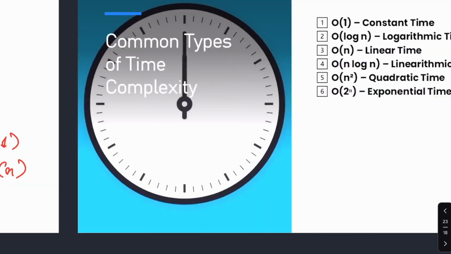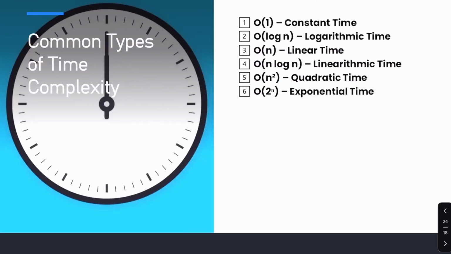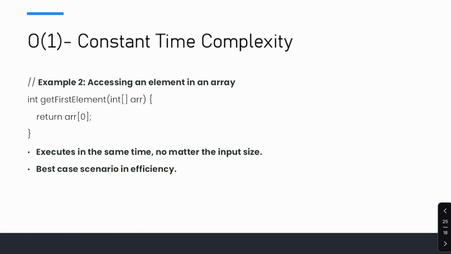So let's see some common types of time complexity. We have constant time, logarithmic time, linear time, linearithmic time, quadratic time, and exponential time. We will go through some of the most common time complexities with real examples. Let's start with constant time complexity.